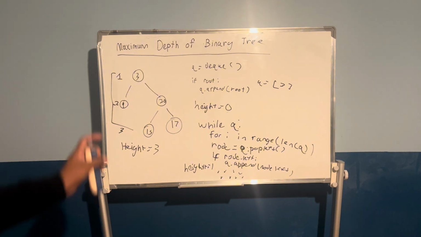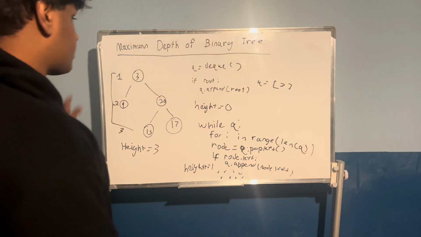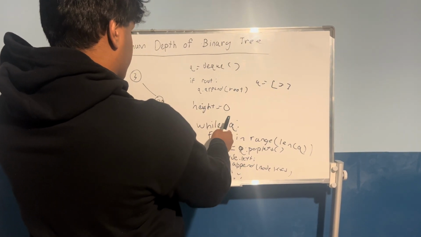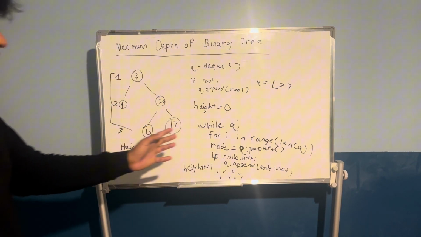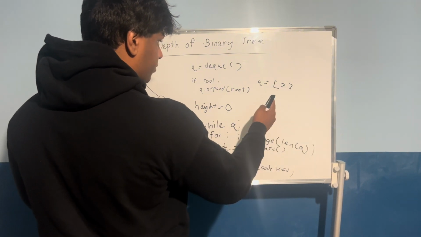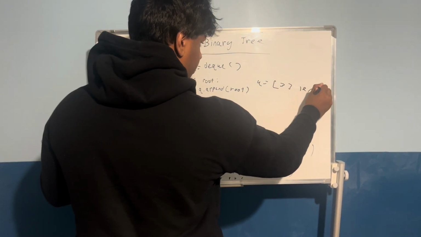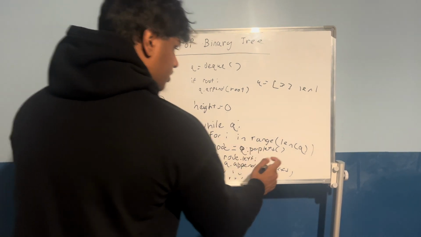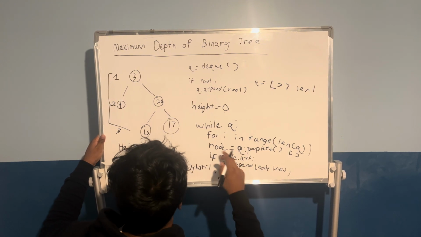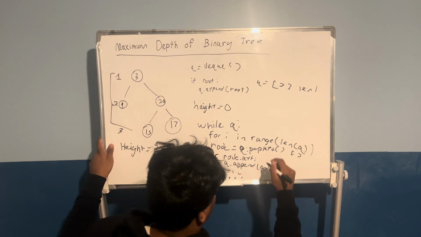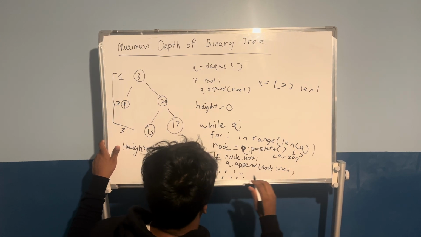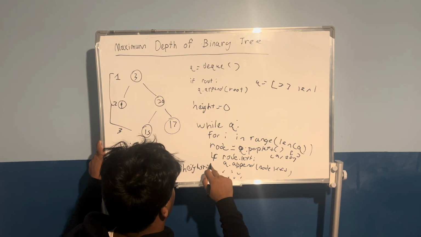How this works is, let's say first this example, we had 3. We added 3 to our queue. The while loop only runs if there's something in the queue. It stops when the queue is empty. So when we run this, the length of the queue is 1, and this pops the queue. So our queue will be empty. Then this will add the left side of the root, so now we have 9. And the right side, we have 20. And then we add 1 to our height, so our height will be 1.